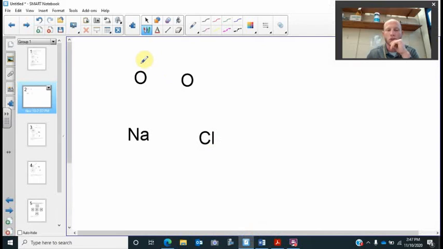So if we look at oxygen, what it actually looks like, so we're going to start off by putting 1 electron on each side. 1, 2, 3, 4, 5. Oh my goodness. Let me back up a little bit. I'm sorry. Those are way too big.